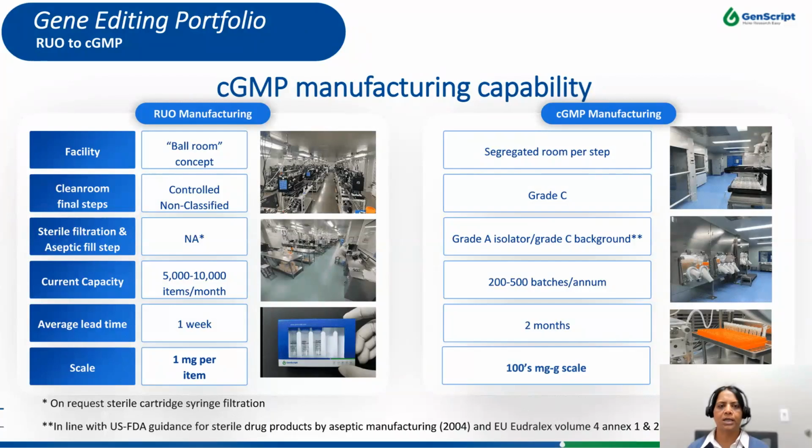When it comes to capacity, the average lead time and scale differ significantly between RUO and GMP. And in the workshop, only one sequence is manufactured at a time. In summary, our facility is well equipped to minimize toxicity and facilitate scaling up, making our product suitable for both RUO and GMP stage.